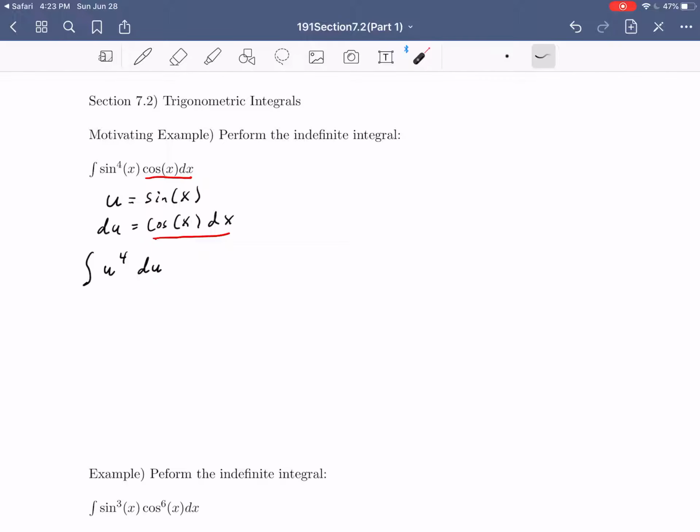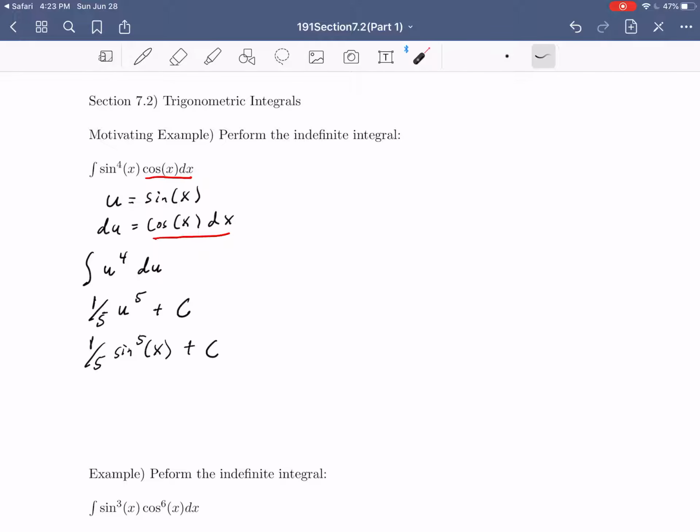So notice that this substitution not only removed the trigonometric functions, but it also made this so that it's not a product anymore, right? In other words, this cosine of x was completely used up to do this substitution. Now it should be very easy to do this using the power rule: 1/5 u to the fifth plus c. And then we can just pop that sine of x back in there. So we get 1/5 sine to the fifth of x plus c. And there we go. We went ahead and performed that integration.